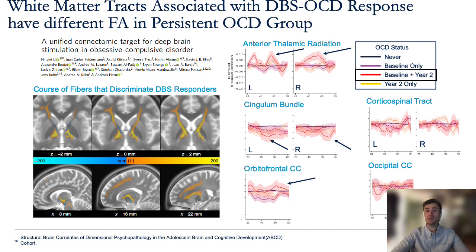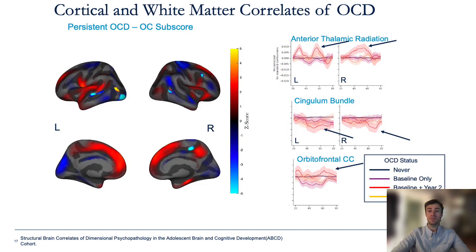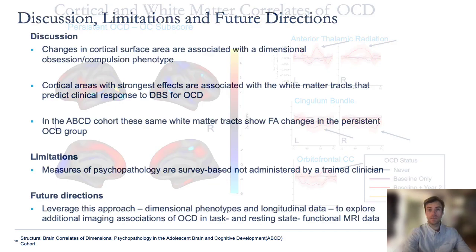If we look at the corticospinal tract and the occipital corpus callosum as controls, the persistent OCD group looks basically the same as the other groups. And this brings us full circle back to our objective. Hopefully I've been able to show you that by leveraging a large homogeneously imaged data set and taking an approach to psychopathology that incorporates categorical, dimensional, and longitudinal data, we can start to gain some traction on the problem of structural correlates of OCD that has been vexing the field for a while now.